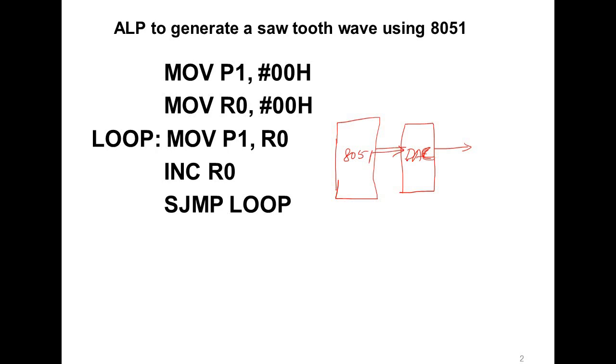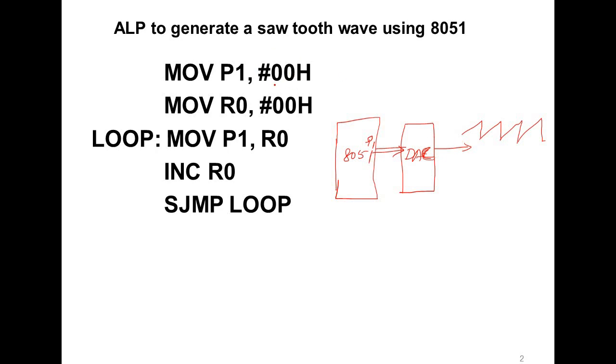So we have to choose any port. Say, simply, I am choosing port 1. Port 1 is connected with the DAC, so the DAC is converting the digital signal into analog. So I am going to get a sawtooth wave like this. How it will be generated, let us see now.